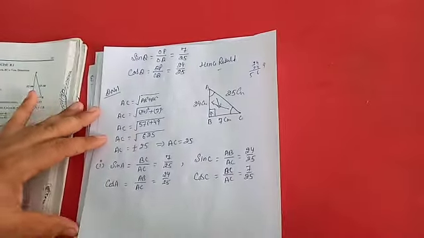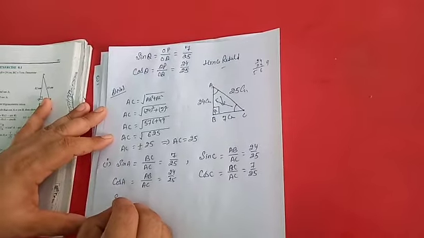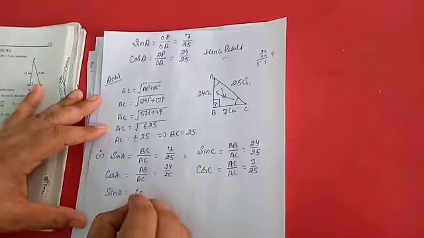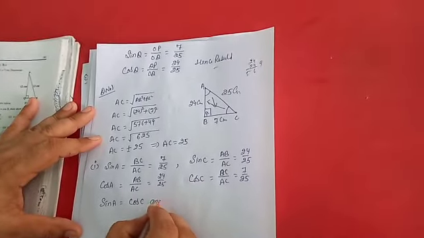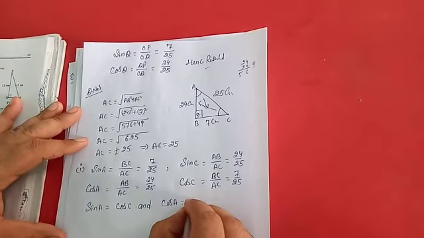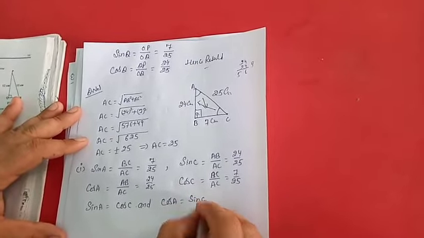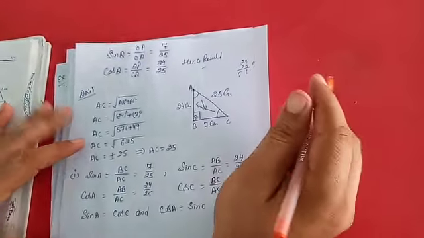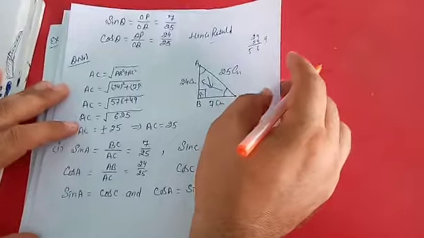From this what can you say? Sine of A is equal to cos of C, and cos of A is equal to sine of C. This is the relationship between them. Try to understand this. This is an important topic.